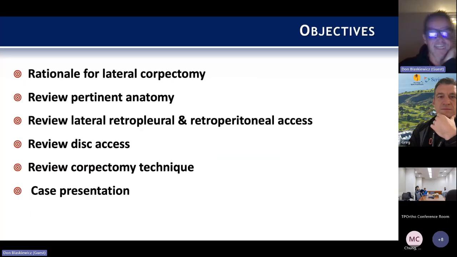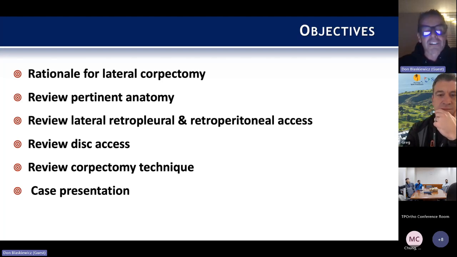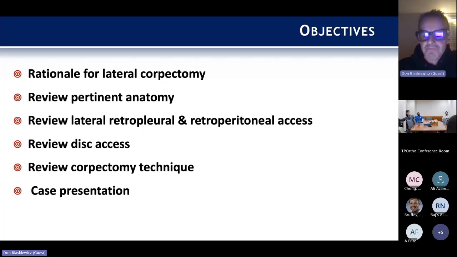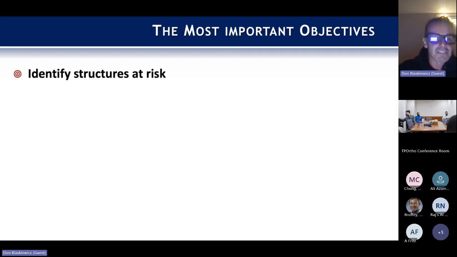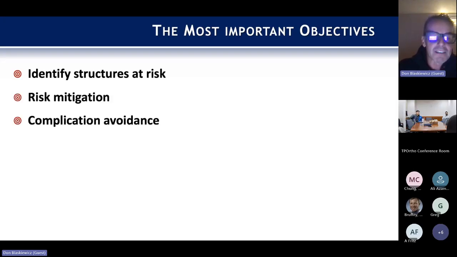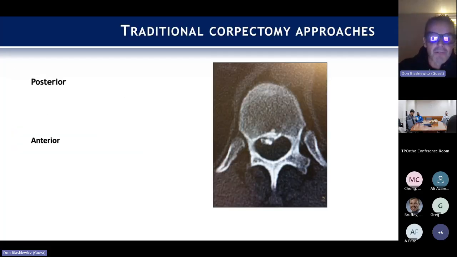The objectives of this talk are to understand the rationale for a lateral corpectomy, review pertinent anatomy, review lateral retropleural and retroperitoneal access, review disc access, review corpectomy technique, and then some case presentations. And as Greg had me tee up, the most important objectives are identification of structures at risk, risk mitigation, and complication avoidance. So let's jump into rationale.